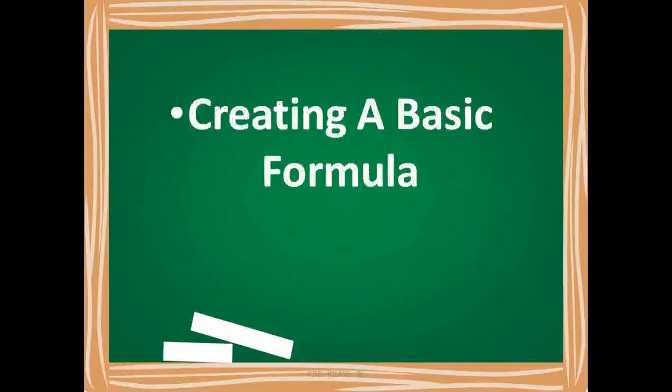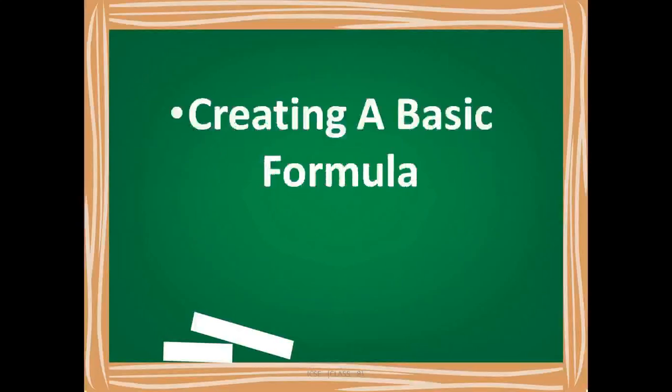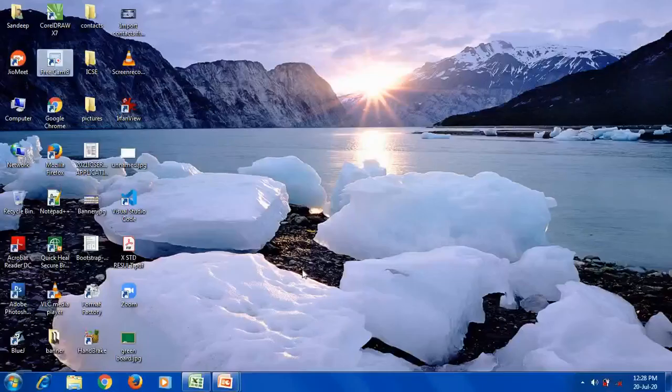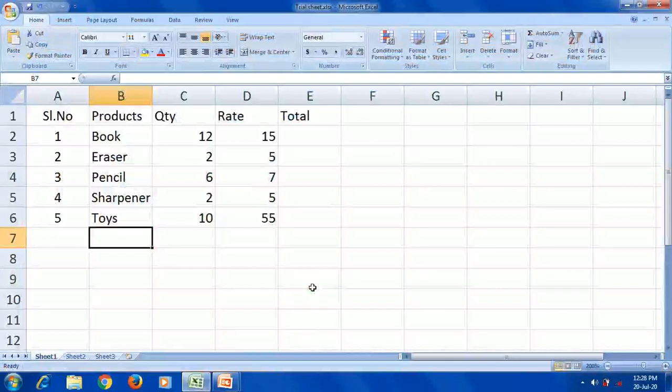Now we will see how to create a basic formula. So for creating a basic formula, I will open Microsoft Excel. So in Excel, practically I will show you how to create the basic formula. See, I have prepared one sheet. So in this sheet, serial number is given, some product names are given, quantity, rate and total.